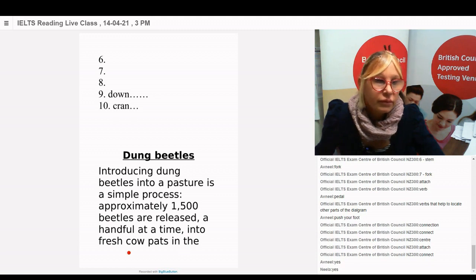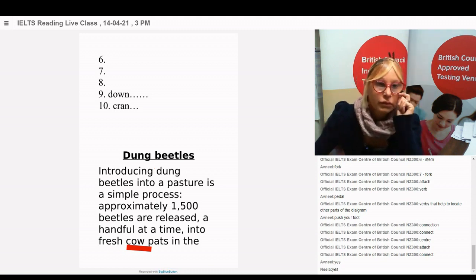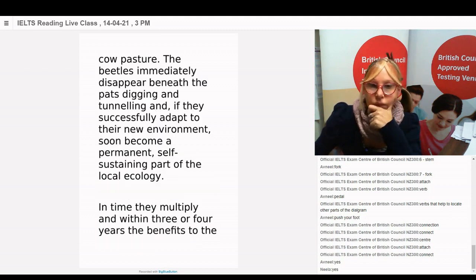Cow. I'm sure you know cow, right? Anything else? What words do you recognize here? We're just getting an idea of the topic first. Are you there, guys? Are you there? Can you type your answer in the box? What do you think the topic is for this reading?